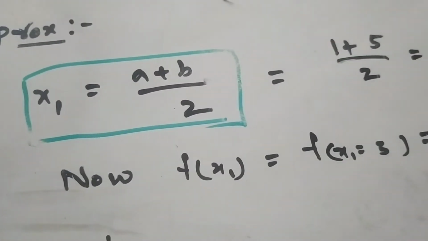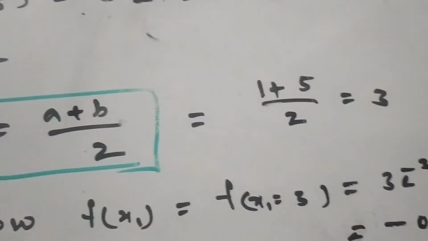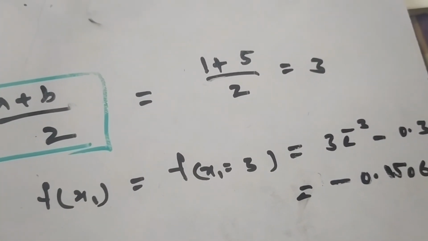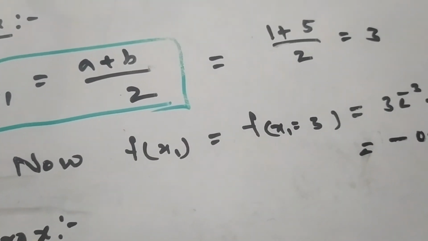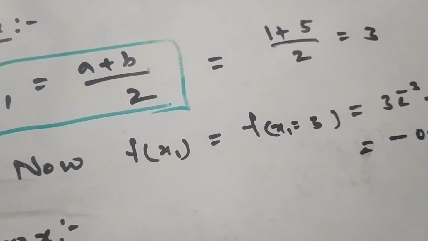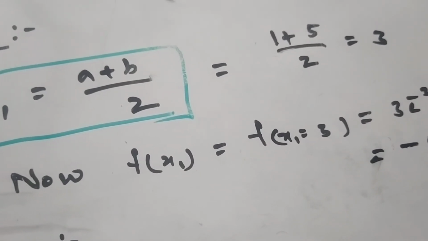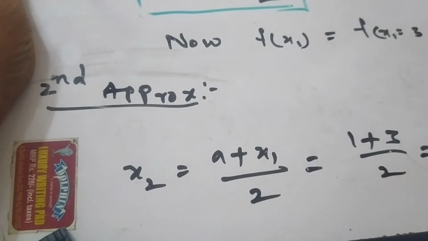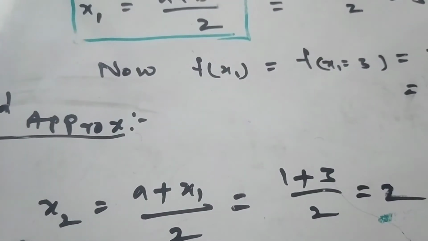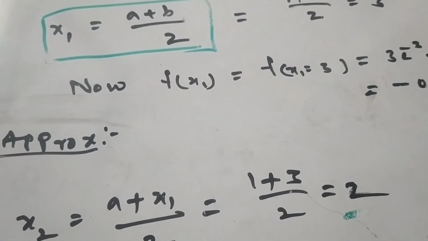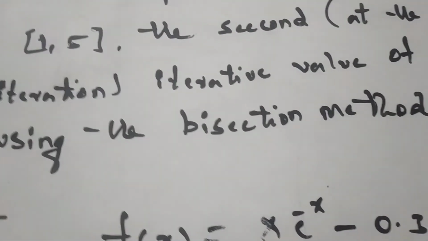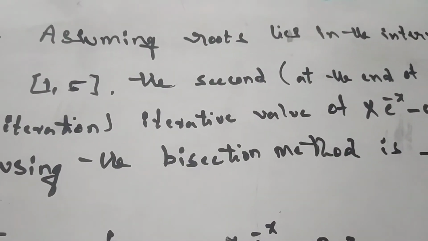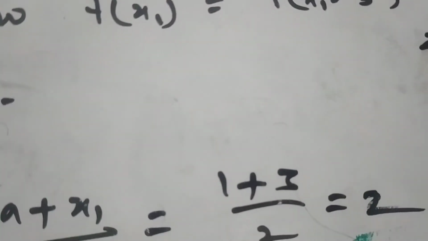Now f(x1) equals 3 into e power of minus 3, you get negative 0.1506. So a is positive and x1 is negative, so you get the second approximation. x2 equals (a plus x1) divided by 2, that is (1 plus 3) divided by 2, so the answer will be 2. The question clearly mentioned the value at the end of the second iteration, so the answer will be 2.